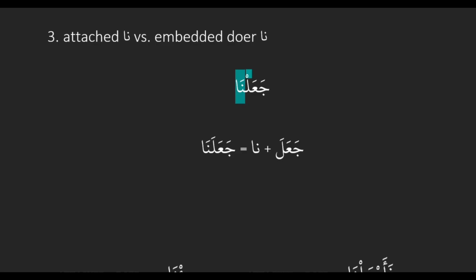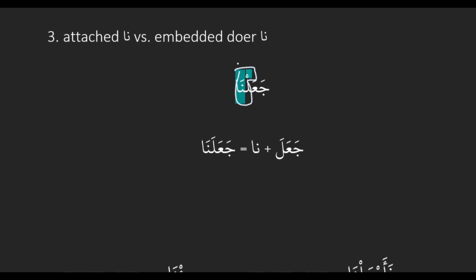That you can't tell the difference between an attached pronoun and an ending indicator? Yeah, but actually you can, right? Because the ending indicator wasn't just na, it was the sukoon and the na. Which is why it's important to remember that the harakat are also part of the ending indicator. Okay, so that's why we had it highlighted. That's the key difference, right?